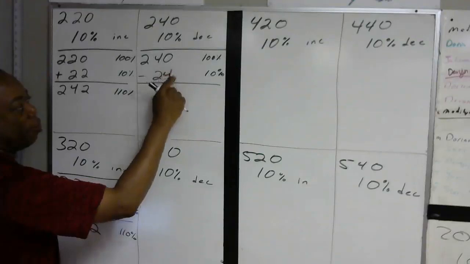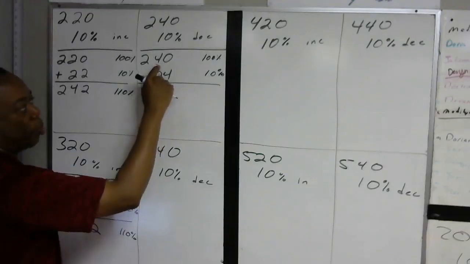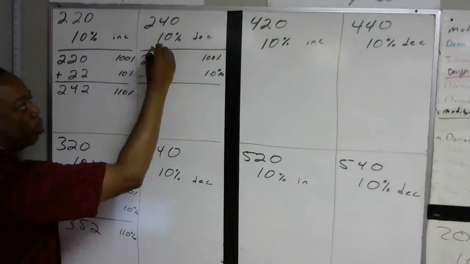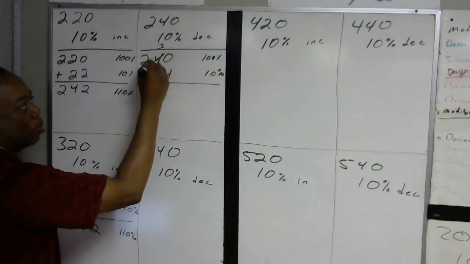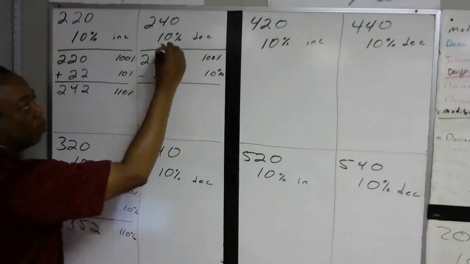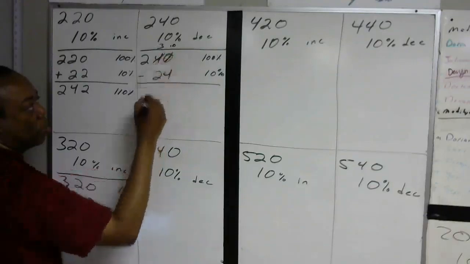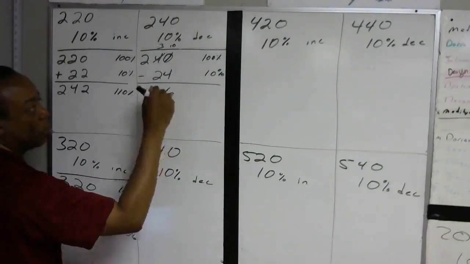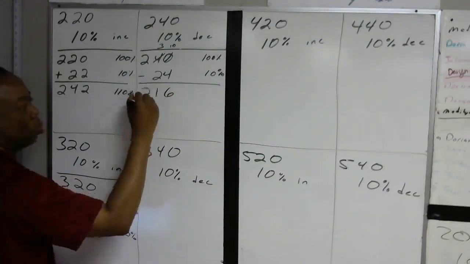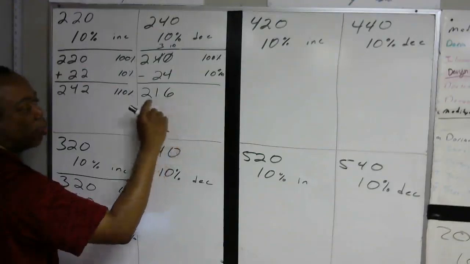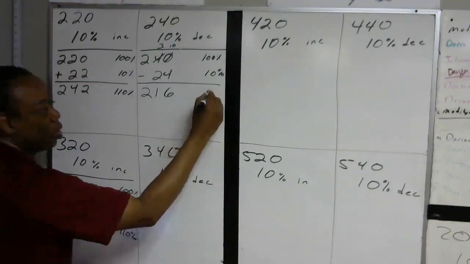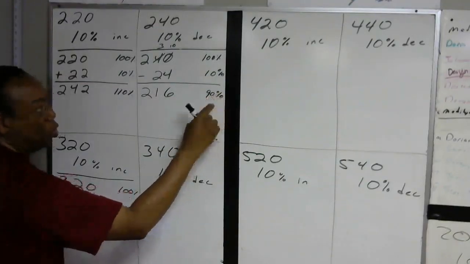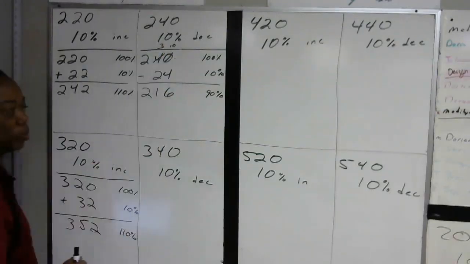We cannot take 4 from 0, so we're going to borrow from the 4 here and make this a 3. This becomes a 10. And then 4 from 10 leaves 6. 2 from 3 leaves 1 and 2. This right here, 216, represents 90%, or should I say a 10% decrease.